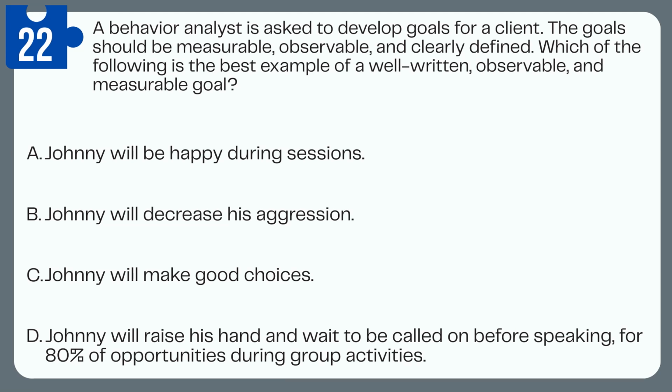Question 22. A behavior analyst is asked to develop goals for a client. The goals should be measurable, observable, and clearly defined. Which of the following is the best example of a well-written, observable, and measurable goal? A. Johnny will be happy during sessions. B. Johnny will decrease his aggression. C. Johnny will make good choices. D. Johnny will raise his hand and wait to be called on before speaking for 80% of opportunities during group activities.